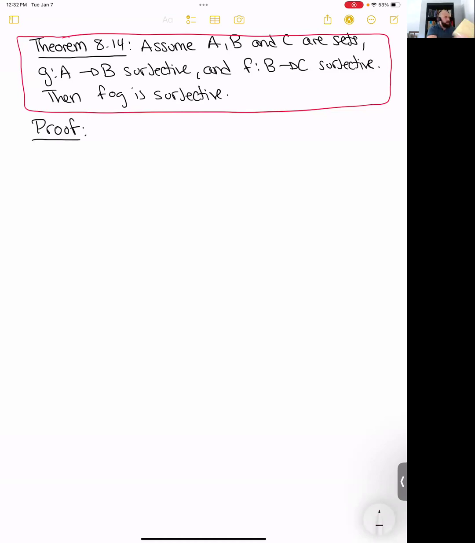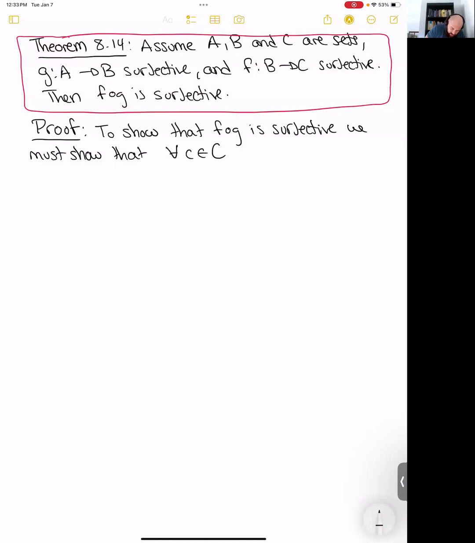Okay, so to show that F composed with G is surjective, we must show that for any c in C, because remember C is the codomain, there exists an a in A so that F composed with G of a is equal to c. So every value in the codomain is hit by something, an image of something under the map from the domain. So choose some little c in big C.